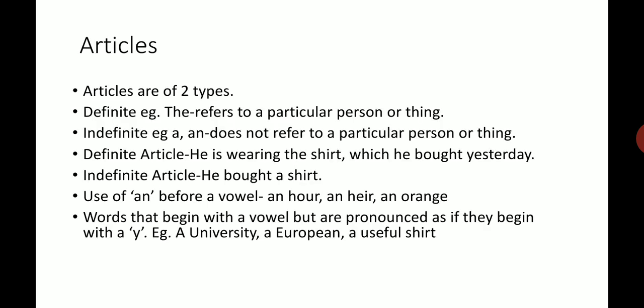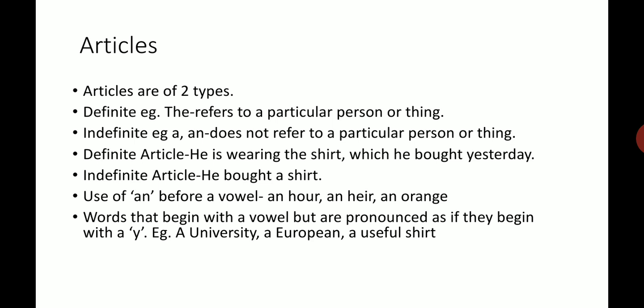So here we go with articles. Now there are 3 articles in English: a, an and the. They are called articles as they have a significant role as parts of speech. They are also called determiners as they affect the meaning of noun. My dear children, there are 2 types of articles: definite and indefinite articles. Definite comprises 1, that is the. Indefinite has 2 examples, that is a and an.